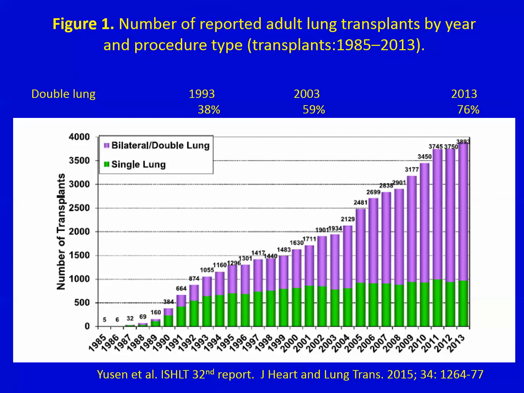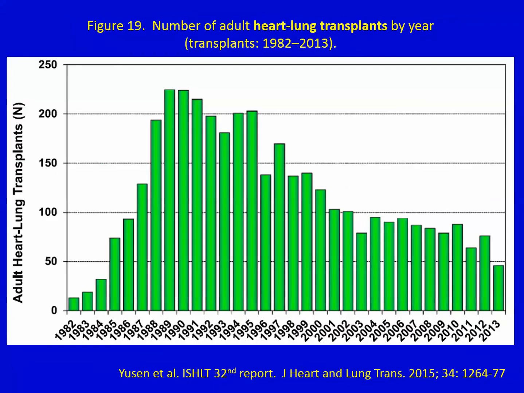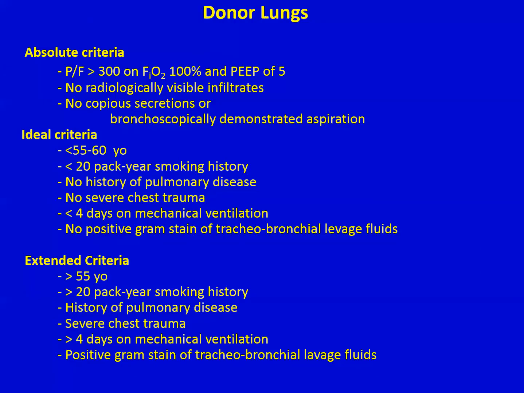This illustrates the fact that the use of double lungs has markedly increased over the past few years. In 1993, about a third were double lung, while in 2013, three quarters were double lung. This shows the use of heart-lung transplants, which peaked in the 1990s and has progressively declined since that time.